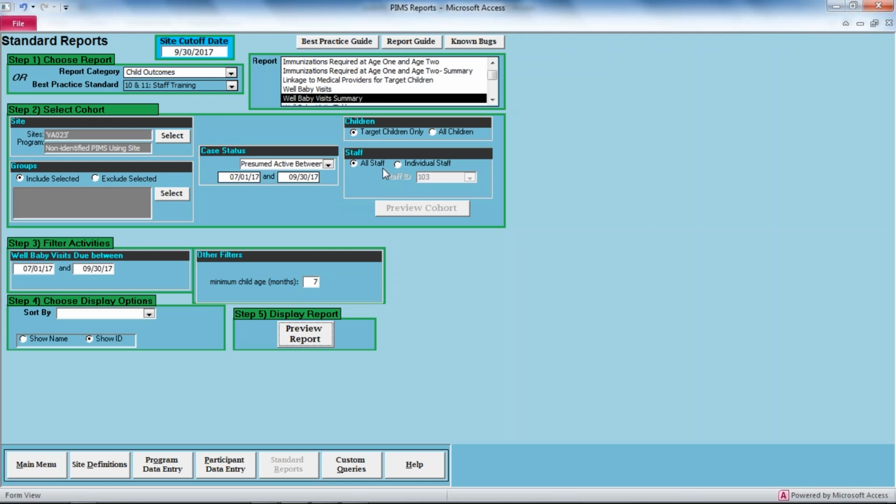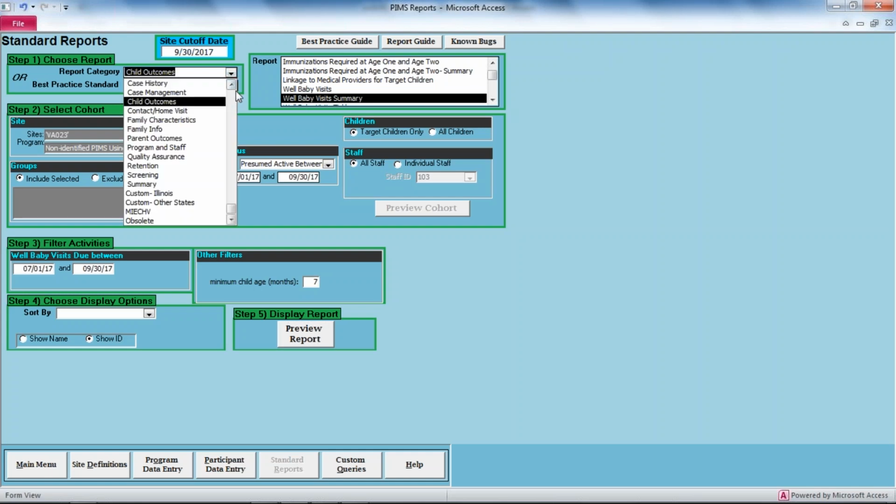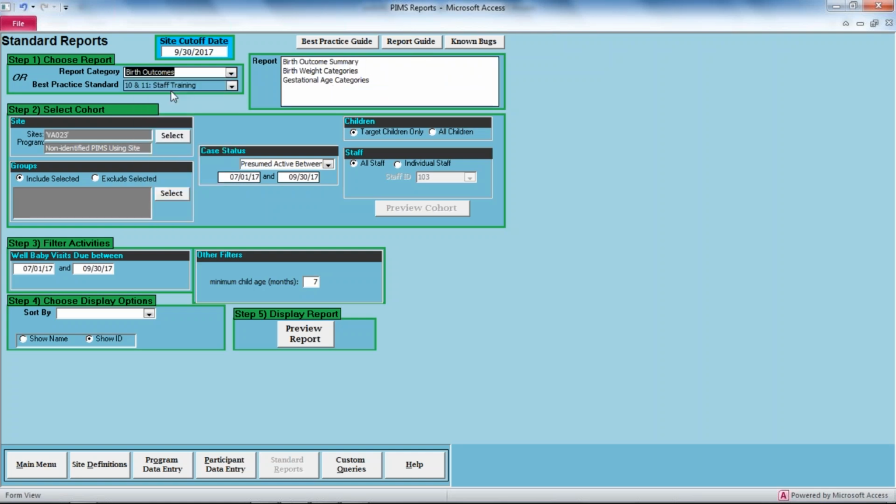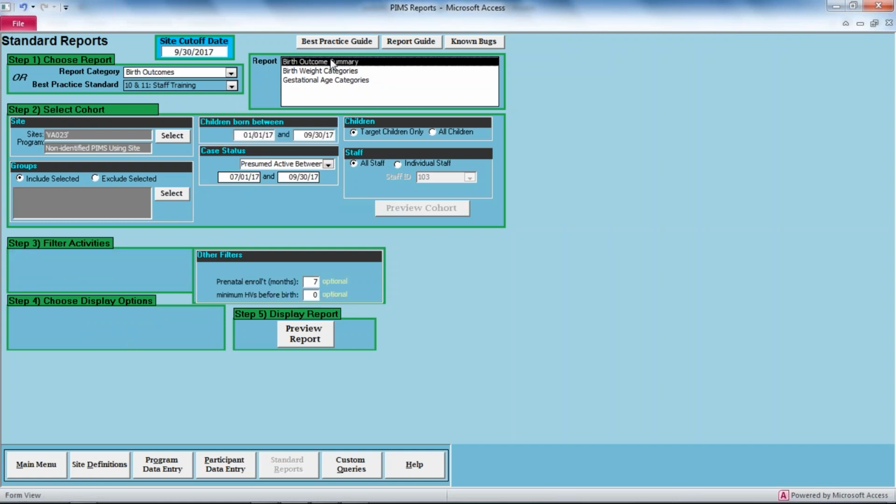The next is the birth outcome for child's birth weight. And you go to the birth outcomes category of reports, you go to the birth outcome summary here, and when you click that, then you're provided with a set of parameters.